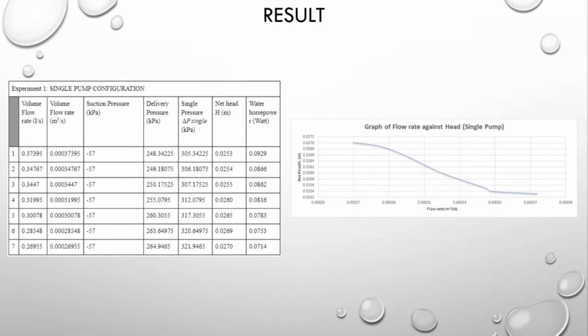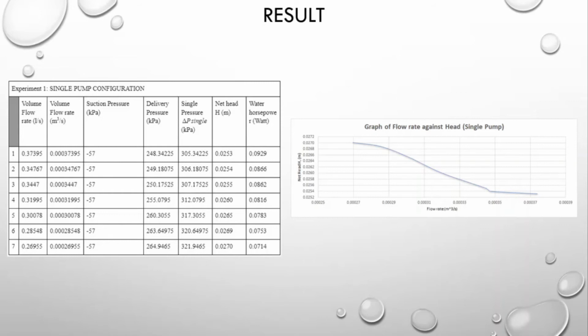For the result, this is the data for the single pump configuration and the graph of the flow rate against net head. We obtain the data by using the formula that I explained before. The graph correlation shows that pump head decreases as the flow rate increases. This relationship says that the pump head is not proportional to flow rate for a single pump.